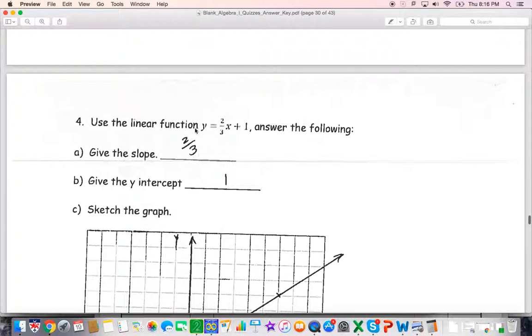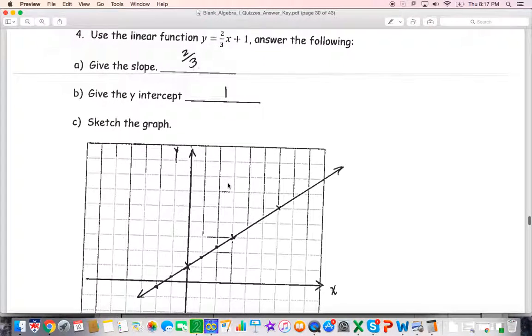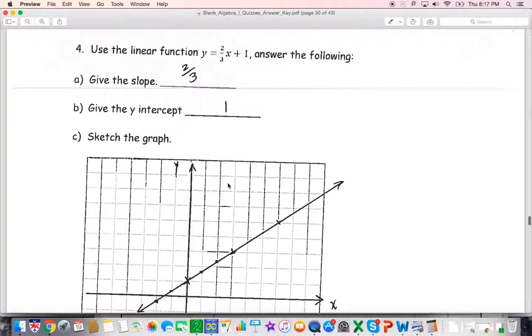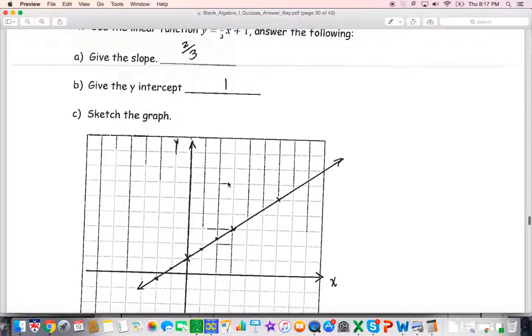All right, here we have a line. The equation of the line is y equals 2/3x plus 1. That's the slope, 2/3. By now you should be super used to this. And the y-intercept is 1. As you know, you could also say (0, 1). And so now to sketch the graph, we can start with the y-intercept of 1 and rise 2 and run 3, and that's the second point.